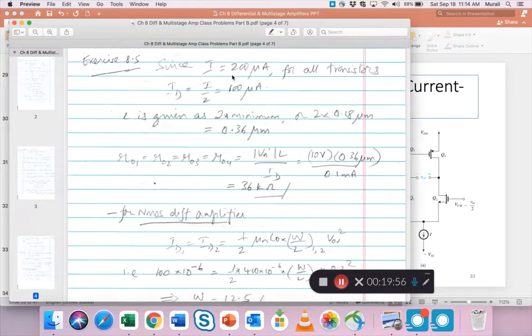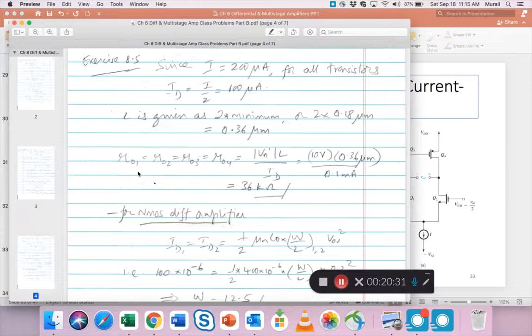All right. So we are given I, the bias current source value, and this flows through and splits into two. So ID equals I by 2 equals 100 microamps in all of them, right? Half of it here, half of it here. So it's 100 micro in each. Now L is given as 2 times minimum, or 2 times 0.18 micro. That's 0.36 micro.